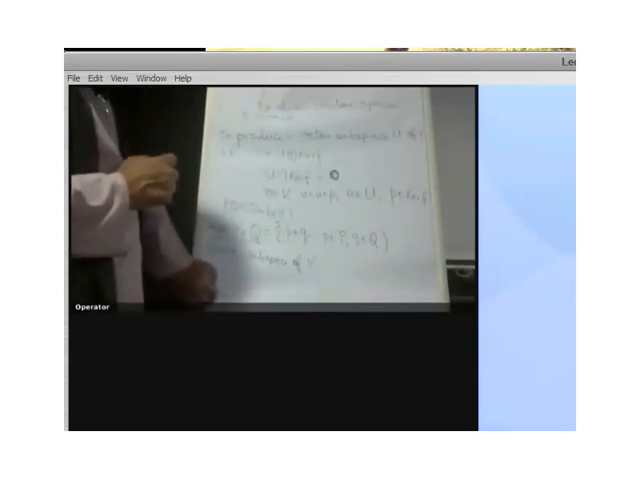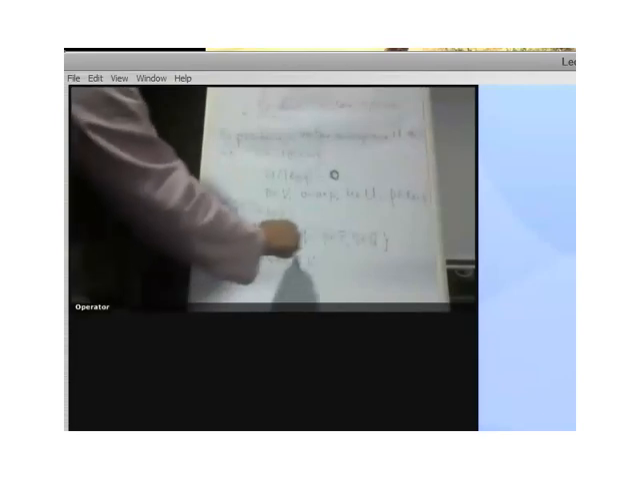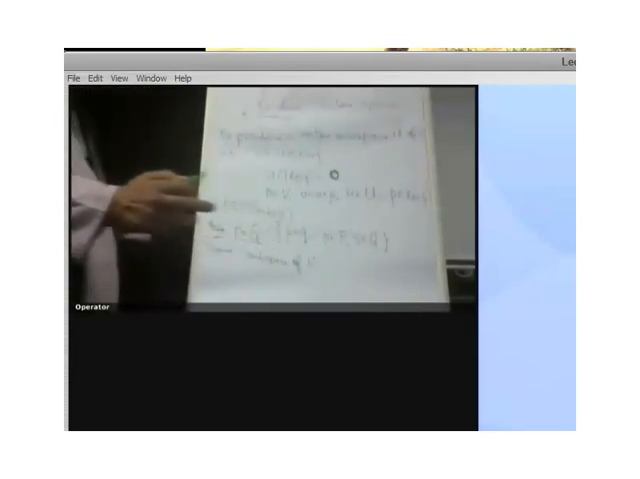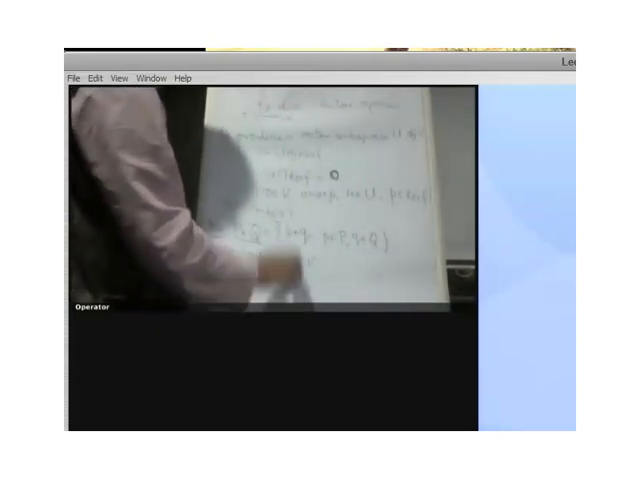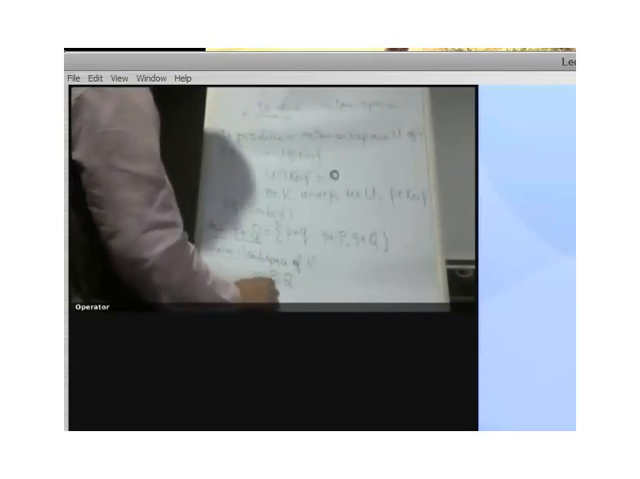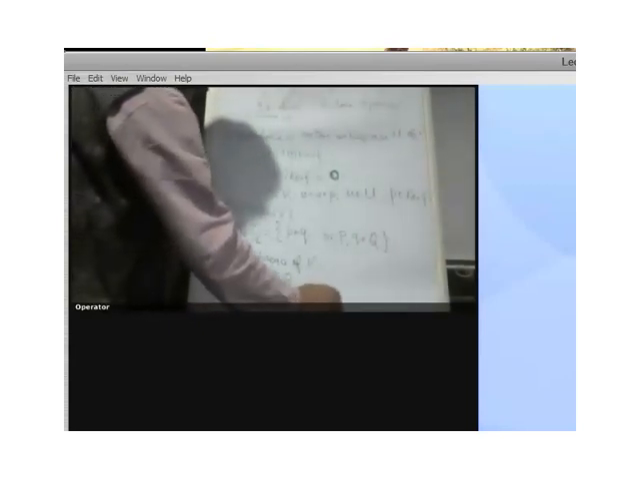Now, there is a problem here. Suppose you take an element r which is in P plus Q. The definition tells me there is a p in P and there is a q in Q such that r is p plus q.